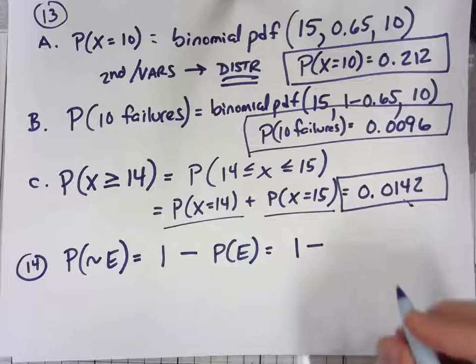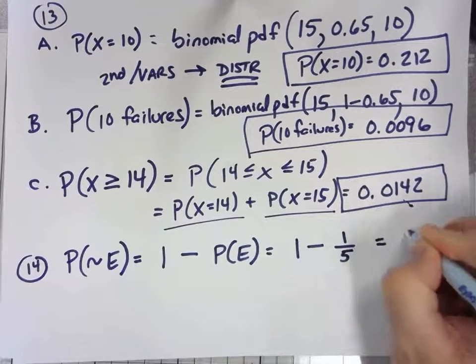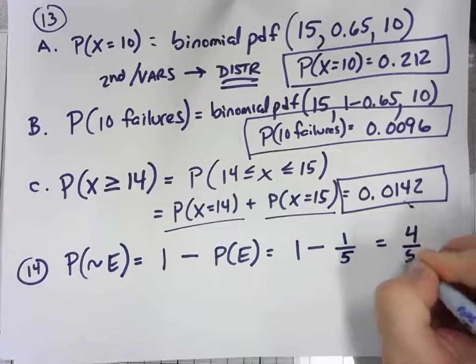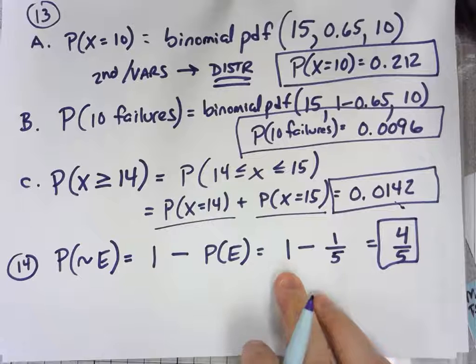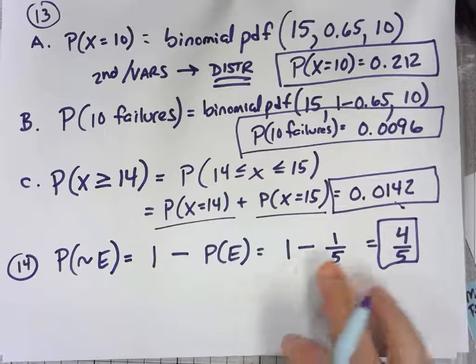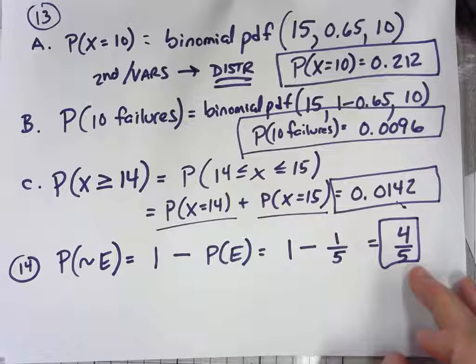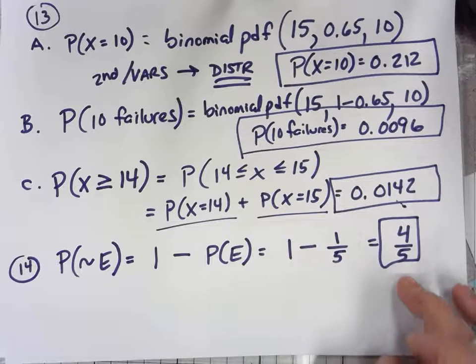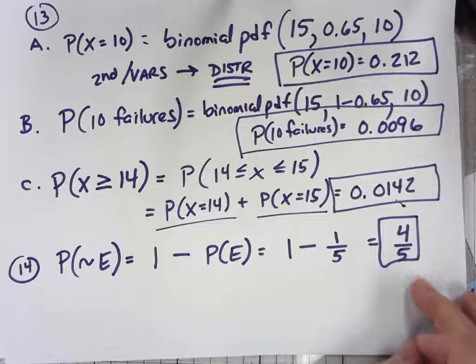1 minus 1/5. So the probability is going to be 4/5. Why? Because 1 is 5 over 5, and then minus 1 over 5 is just 4 over 5. Okay? That one was the easiest one. That, guys, is just simply the definition of the complement of the event. That's all that was.